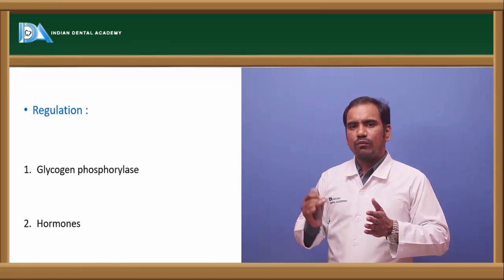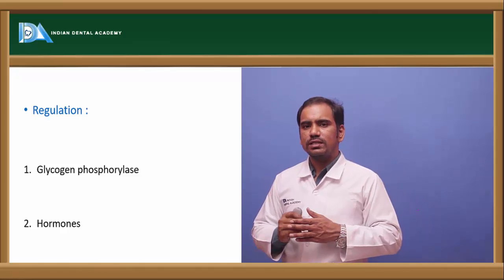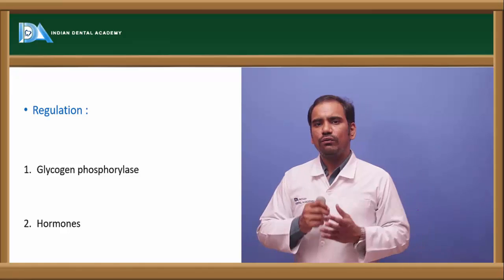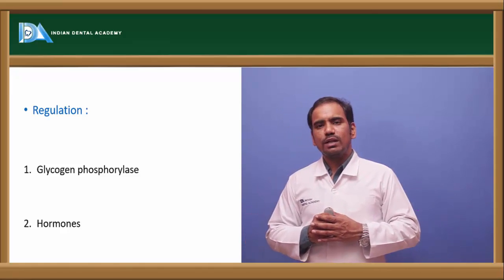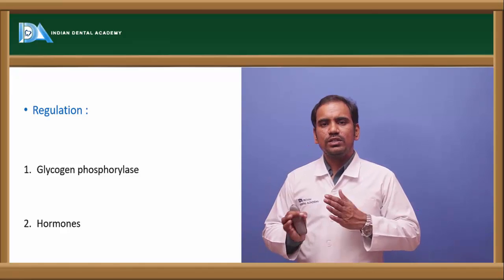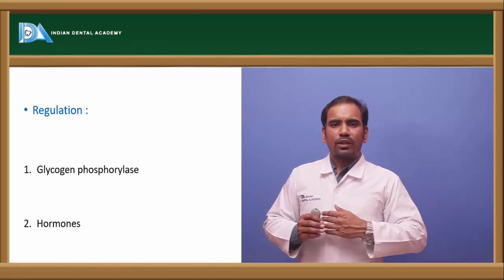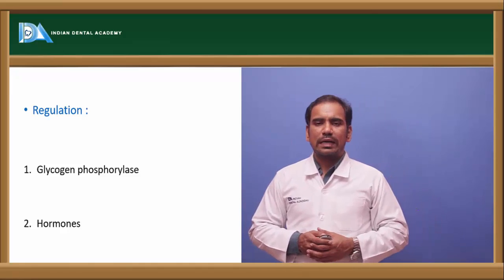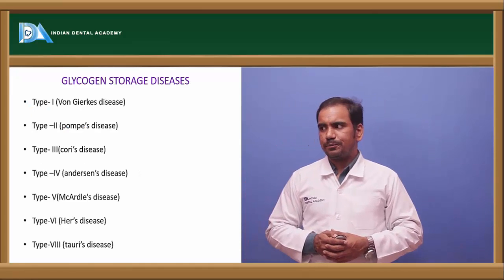So the effect of glucagon on glycogenolysis is that it increases the rate of glycogenolysis, whereas the effect of insulin on glycogenolysis is that it decreases the rate of glycogenolysis. So these two are the hormones which regulate glycogenolysis. Right? So this is how glycogenolysis is regulated.